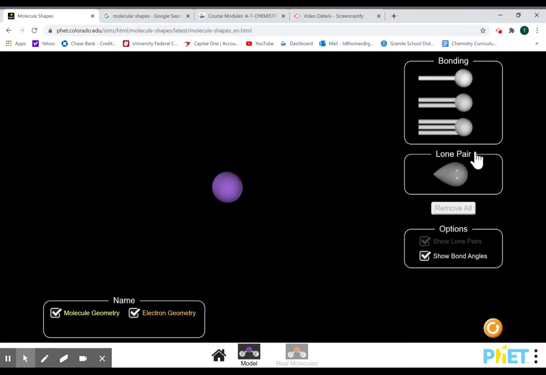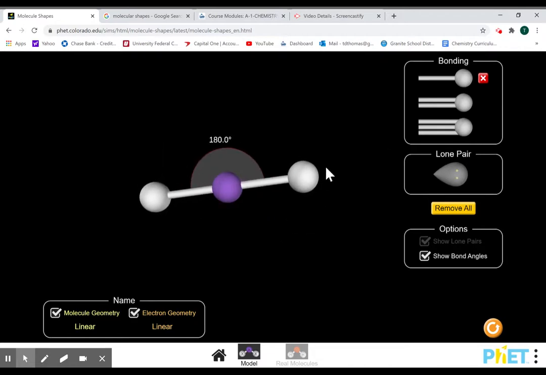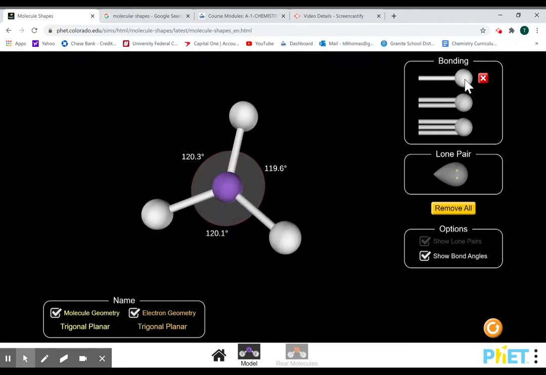So let's go ahead and just start placing things on here. If you have 1, 2, that would make 180 degrees, correct? Two things around the central atom by themselves would make a linear electron domain geometry and molecule. If you were to add another one, you would have the electron geometry of trigonal planar, and as well for the molecule, and that would make 120 degrees.